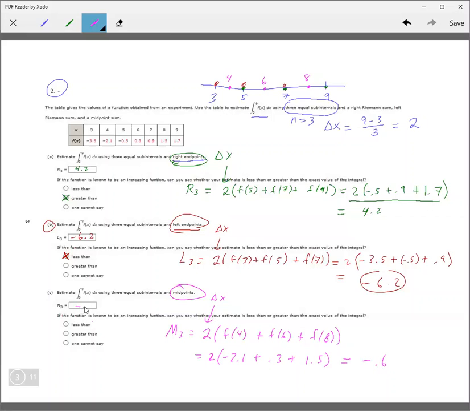Now, we can't really say whether this is going to be greater than, less than, or equal to the exact value of the integral. You can't really tell from here. That depends on a lot of other values. Okay, so that's number 2. Let's go to number 3.